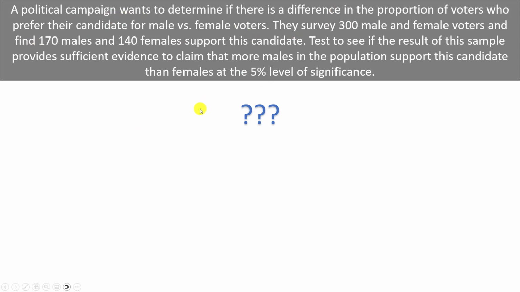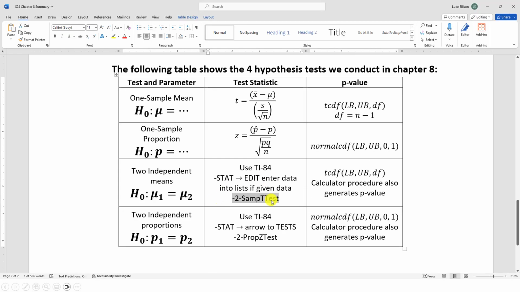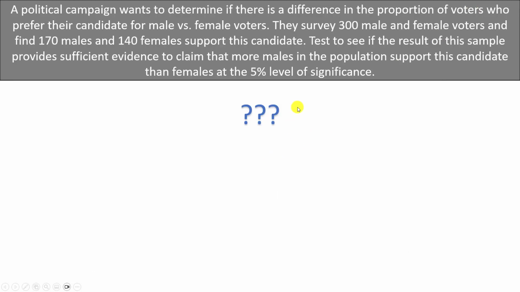Go to your calculator and run that 2-prop z-test, whatever it's called, right? Run the 2-prop z-test function, and then you will get your p-value and test statistic. From there, make a decision to either reject or fail to reject your null hypothesis, and finally, write a concluding statement.